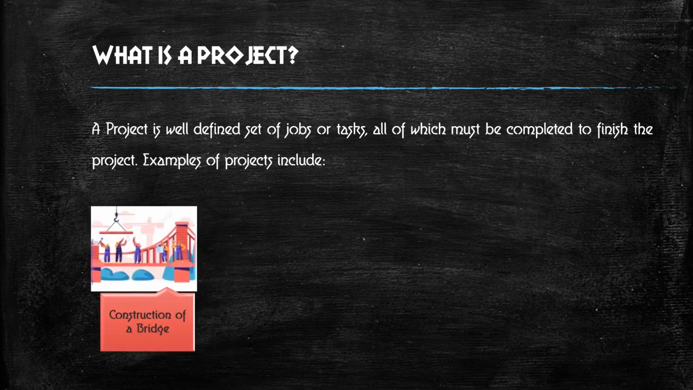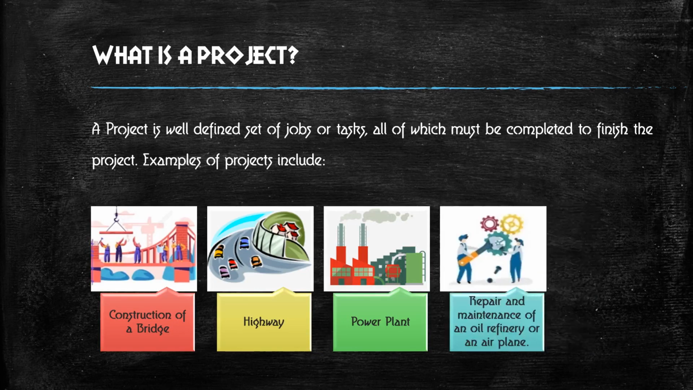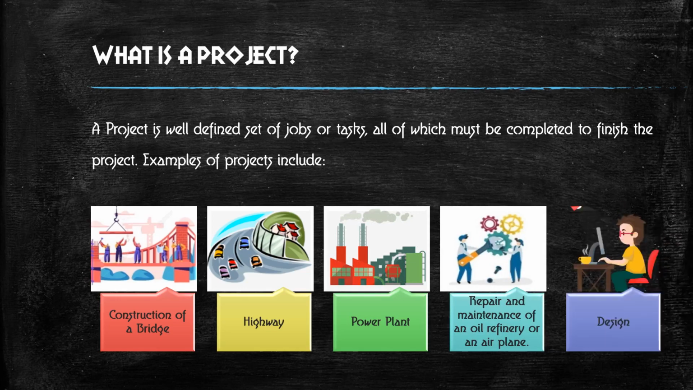Take for example construction of a bridge, highway, power plant, repair and maintenance of an oil refinery or airplane, or design. All those are examples of projects where you perform various small tasks or jobs. Once you complete all the jobs and tasks, you say that it is a complete project, right?